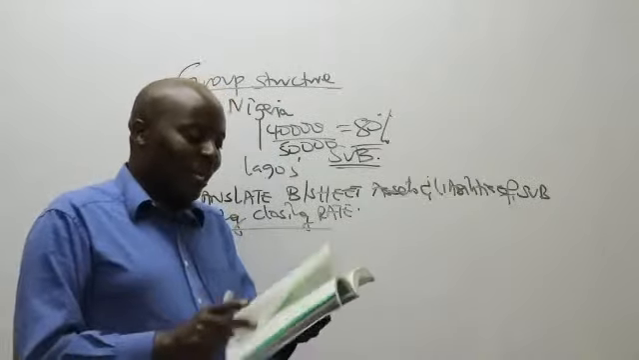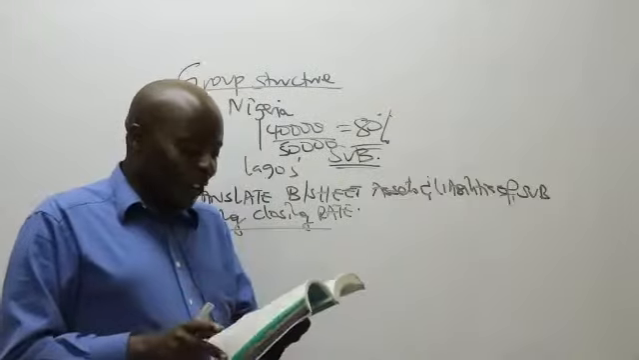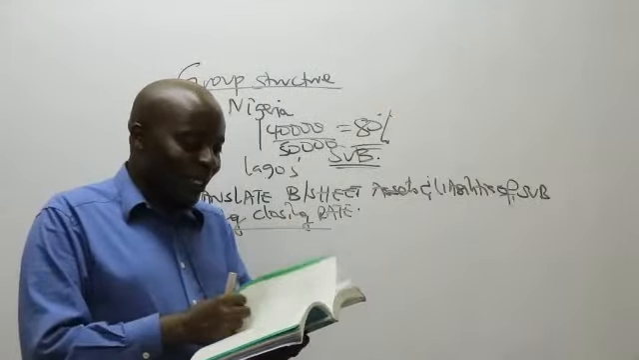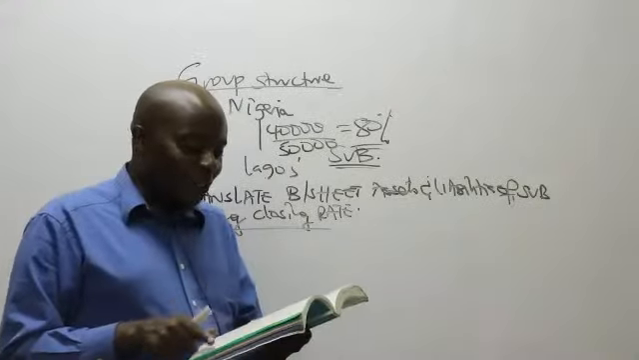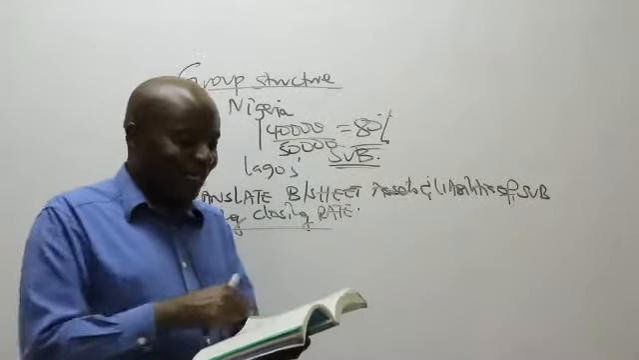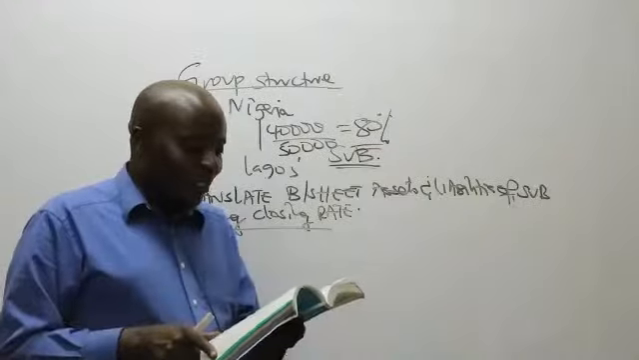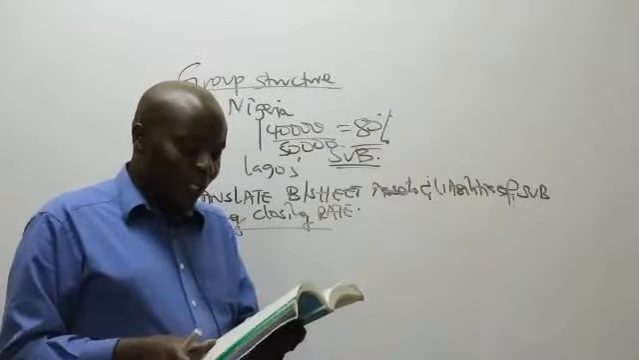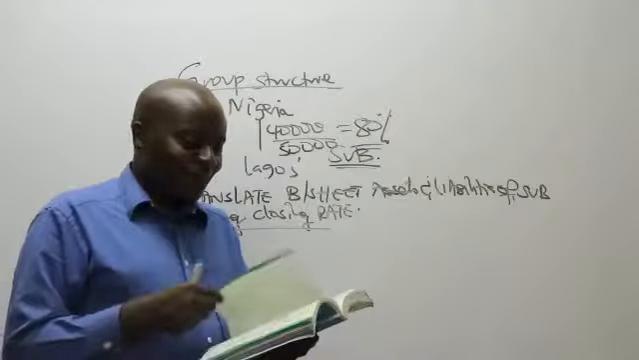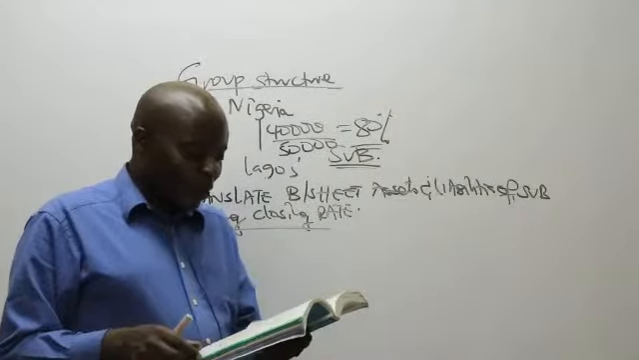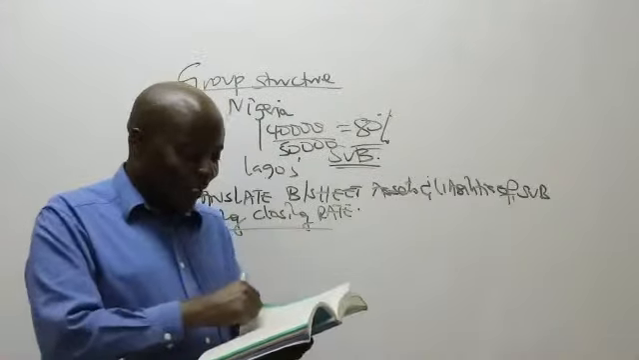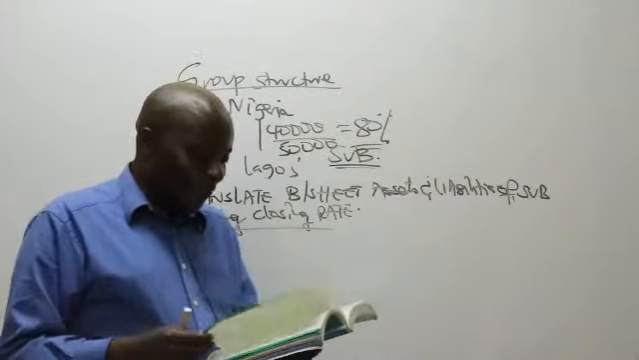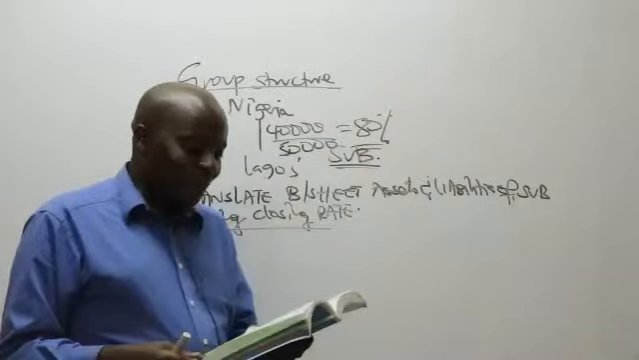Now look for the balance sheet. Find the balance sheet of Lagos. Are you able to see those net assets? Are you able to see the net assets? They will disappear.